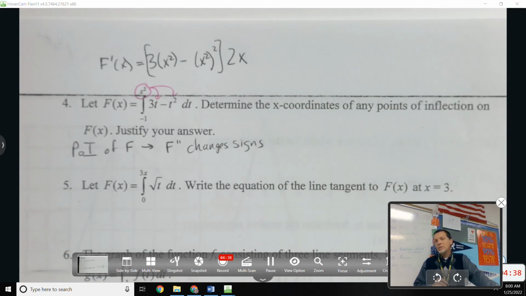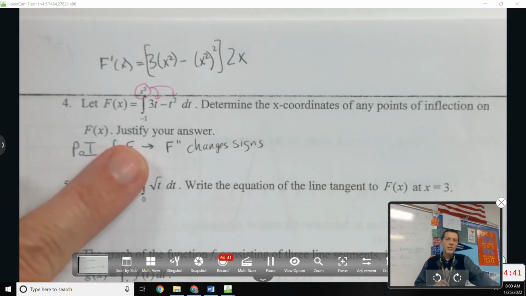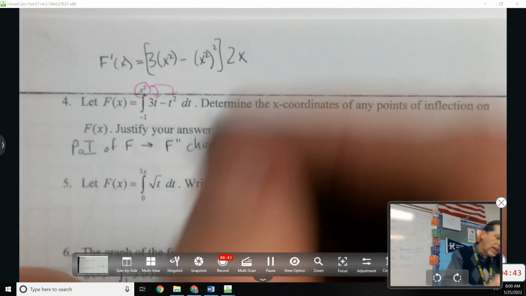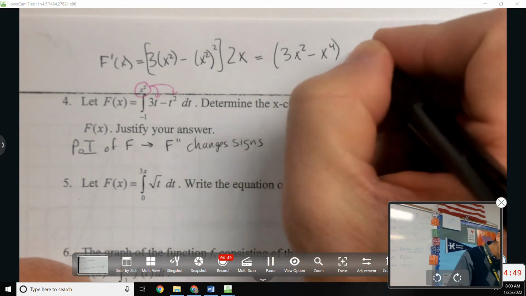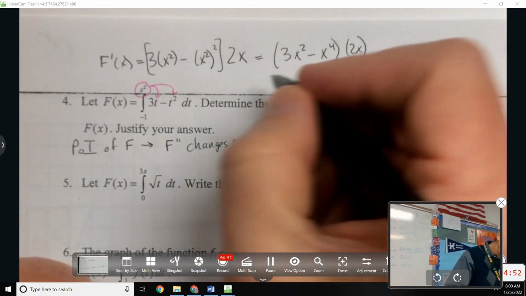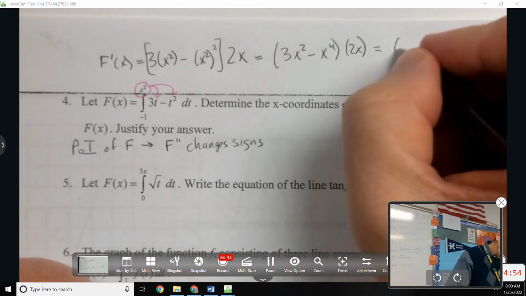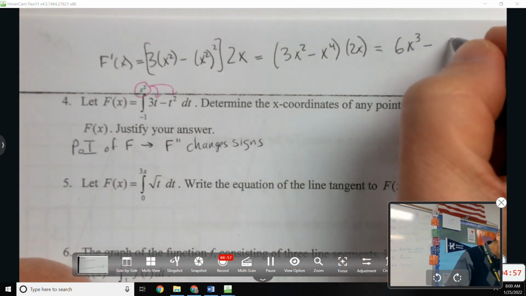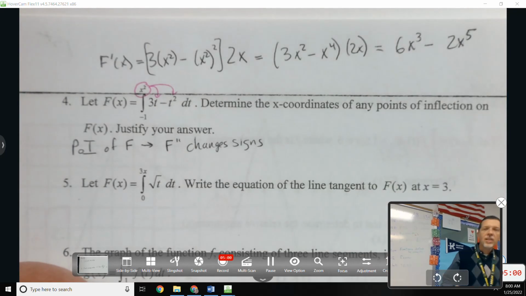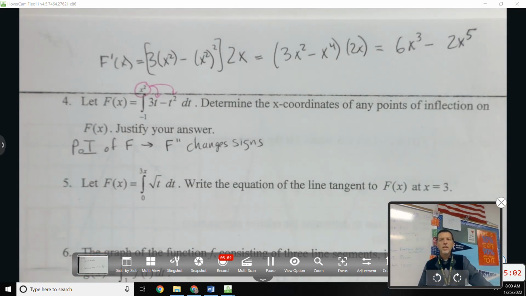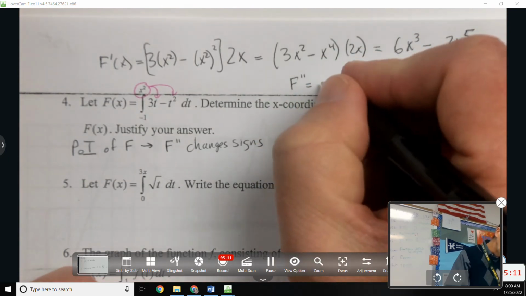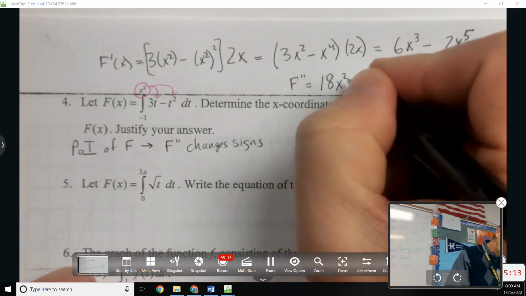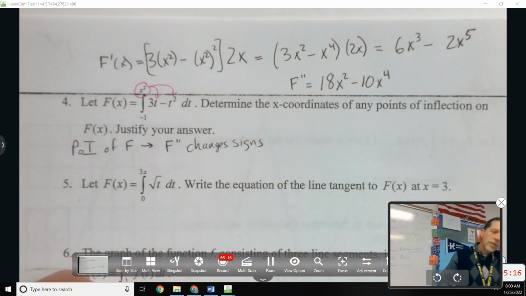And if that's all we wanted, we would stop there, but we want a second derivative, and we'll probably have to do some algebra with it, so I think I need to clean that up. So 3x squared minus x to the 4th times 2x. So that's 6x cubed minus 2x to the 5th. That's capital F prime. I want the second derivative for points of inflection purposes. So 18x squared minus 10x to the fourth.